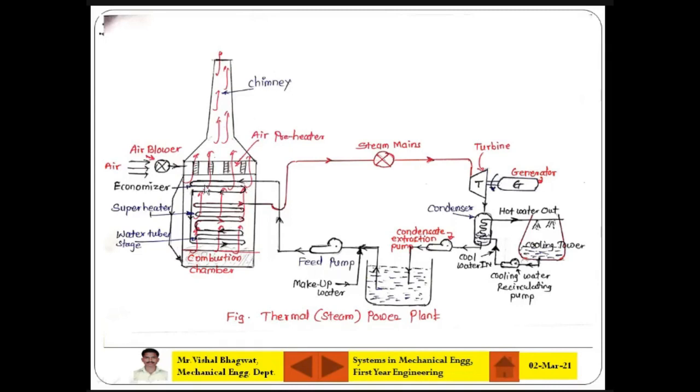So the first section, as I said, is the economizer. What is happening here? You see, from the combustion chamber, hot flue gases are passing. Those are very hot, sometimes red hot near the combustion chamber.